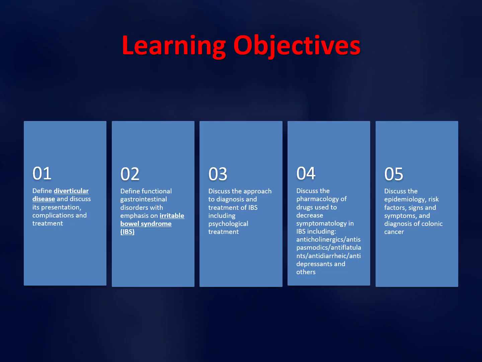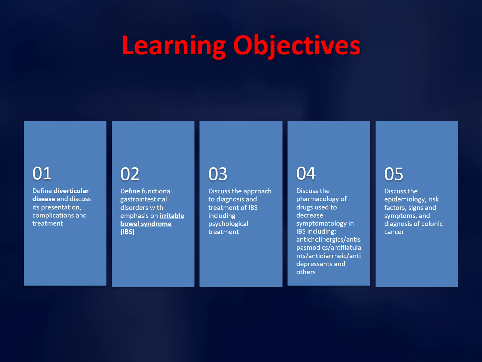Our learning objectives are, first, to define diverticular disease and discuss its clinical presentation, possible complications, and treatment. Second, to define functional gastrointestinal disorders with emphasis on irritable bowel syndrome or IBS, to discuss the approach to diagnosis and treatment of IBS, including psychological treatment and pharmacological treatment, with the drugs that are usually used to decrease symptomatology in IBS, including anticholinergics, antispasmodics, antiflatulents, antidiarrheals, antidepressants, and other approved treatments.